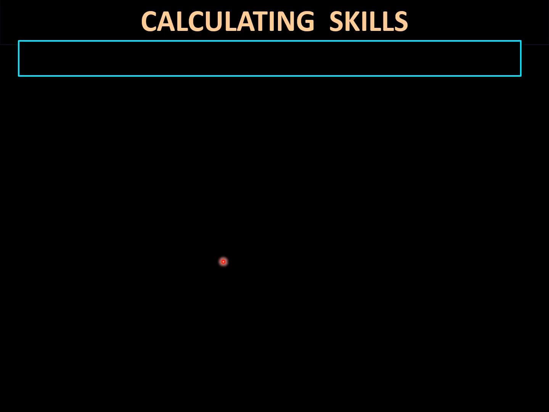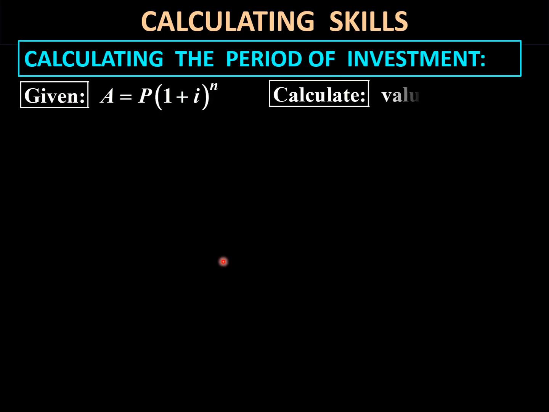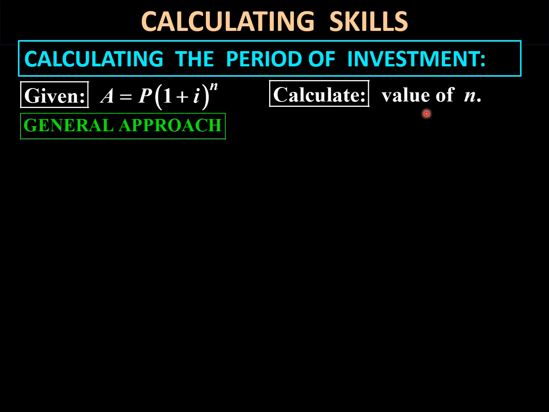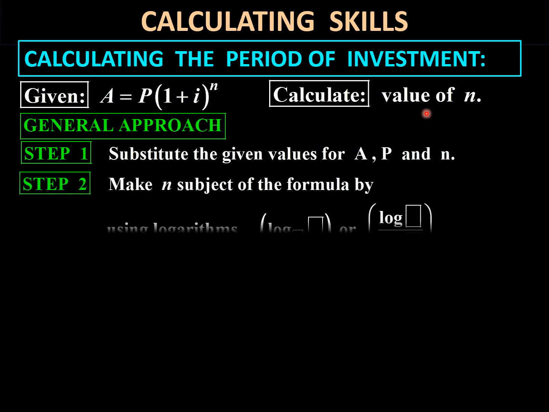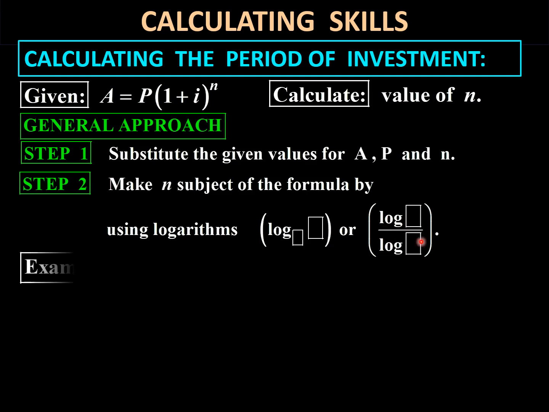Next, we want to look at calculating the period of investment. So let's take a compound growth again, and we want to work out the n value, the period of investment. The general approach here again, preferably always do the substitution first. Then we'll make n the subject. And in this case, to make n the subject, we'll have to use logarithms. You can either use the log key on your calculator, or if you don't have that, it will be the logarithm divided by a logarithm.